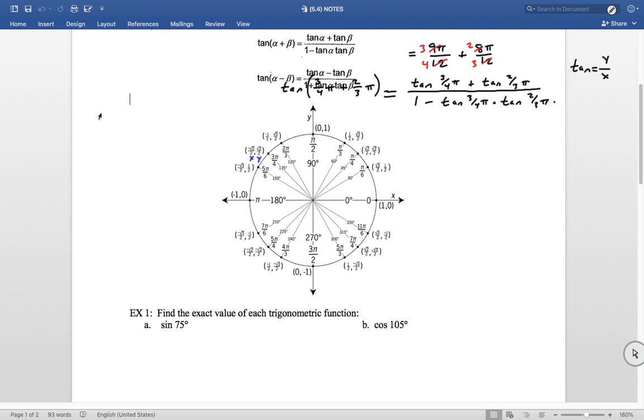Well, rad 2 over 2 is your y, and negative rad 2 over 2 is your x. And you might have to do some of this on the side of your paper because this just gets really messy. Or just watch, or however you want to do it. But that's -1. The tangent of 3/4 pi is -1. So I can put -1 in there.